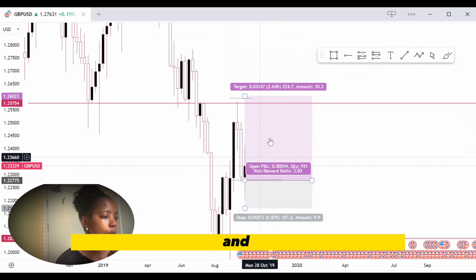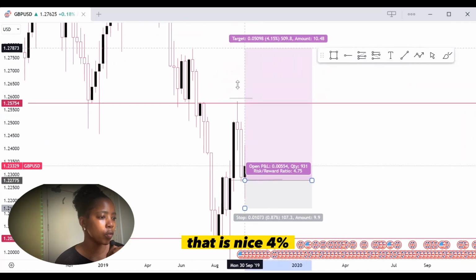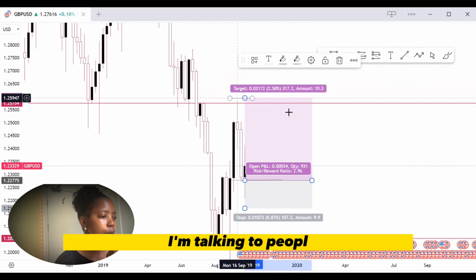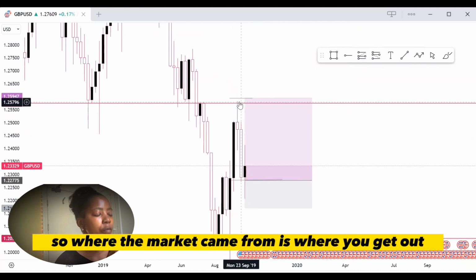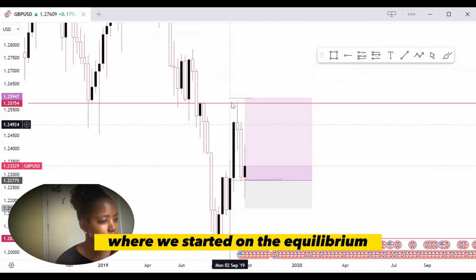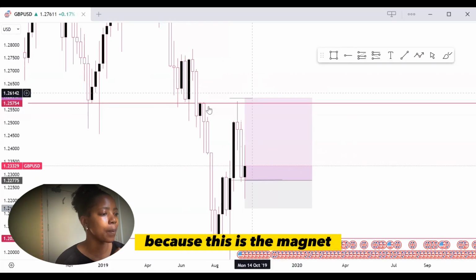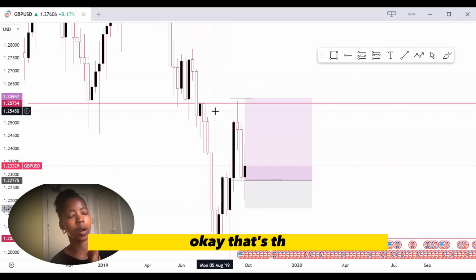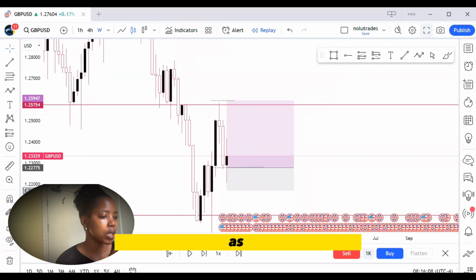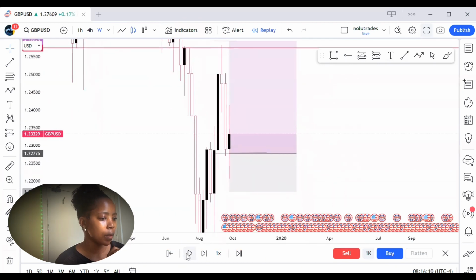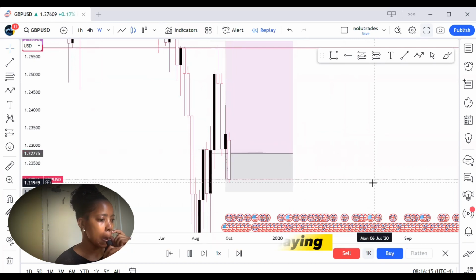I would take my profits over here. That is nice, 4%. But for now, I'm talking to people who want to scalp this or people who want to day trade this. So where the market came from is where you get out. Where we started on the equilibrium, you get out there because it's going to come down again because this is the magnet. Okay, that's the magnet for price. So you need to be out as soon as possible on that high so that we do not lose our profits. You get what I'm saying?